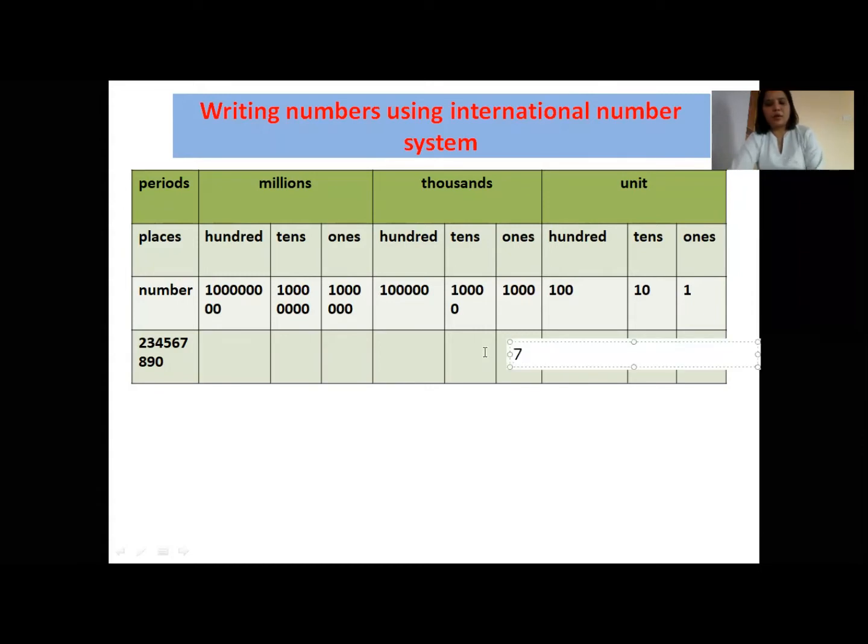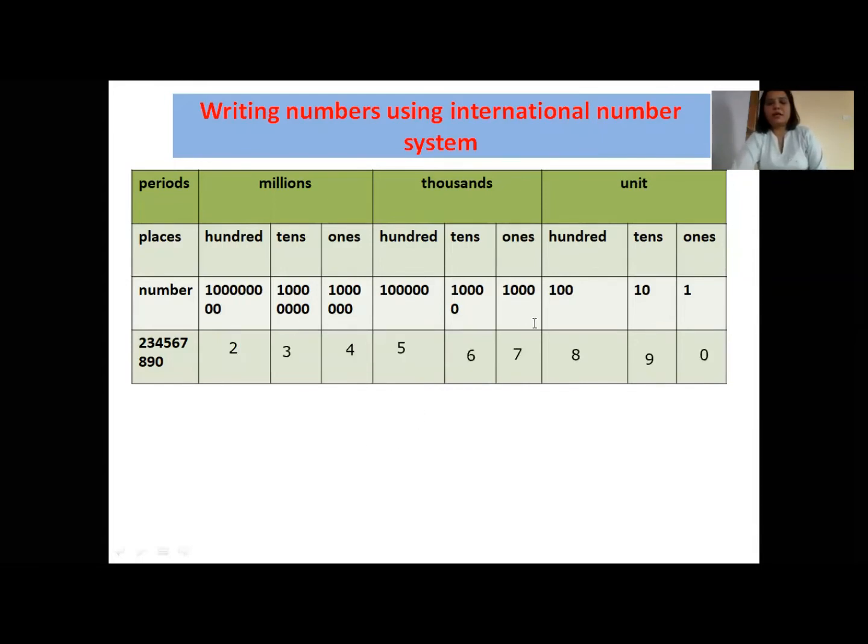7 in 1000s place, 6 in 10,000s place, 5 in 100,000s place, 4 in 1 million's place, 3 in 10 million's place, and 2 in 100 million's place.